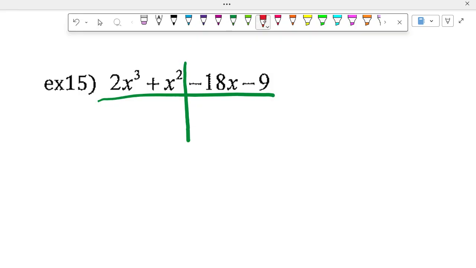So, what's my first step? Or what's my first GCF? X what? Squared. Within this group, they both have x's. The lowest exponent is a square, so the GCF is x squared. So if I divide both those terms by x squared, what's 2x cubed divided by x squared?